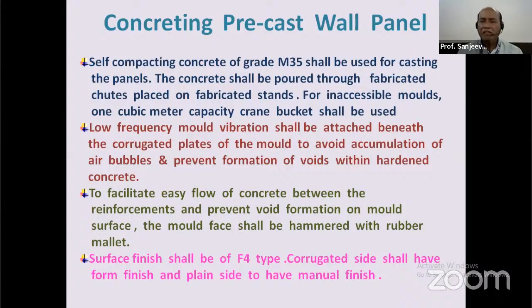To facilitate easy flow of concrete between the reinforcements and prevent void formation on the mold surface, the mold face was hammered with a rubber mallet. Surface finish of F4 type on the corrugated side was to be achieved, and form finish on the plain side was to have manual finish. There was no plaster to be undertaken. We had to maintain the form finish as a very smooth surface.